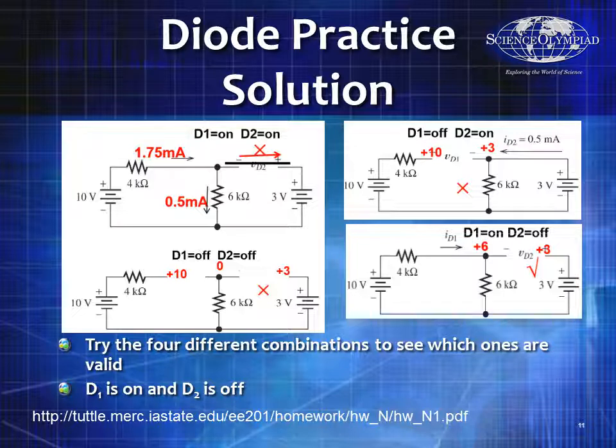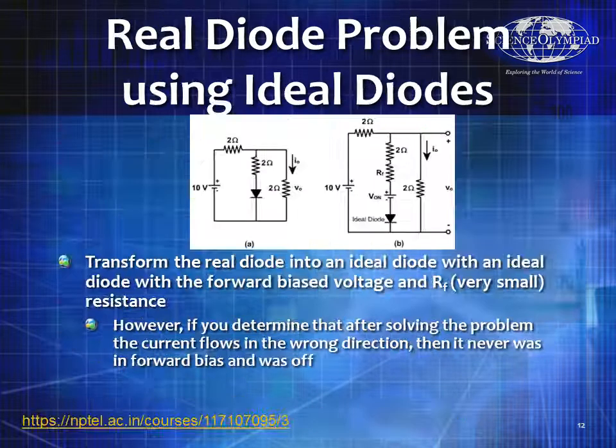So we go down to what if they were both off? Well, if they're both off, there's no current going through the 6 kilo ohm resistor, so that's 0 volts. Then I'd have 3 volts and 10 volts, and so that didn't work. But what if D1 was on and D2 was off? What you find out is that if D1 is on and D2 is off, then the voltage right above the 6 kilo ohm resistor is 6 volts, and the voltage on the other side of that other diode is 3 volts. And so that actually makes sense. That one made perfect sense. But you have to try all 4 different combinations and see which ones are valid. So it's much like this problem.